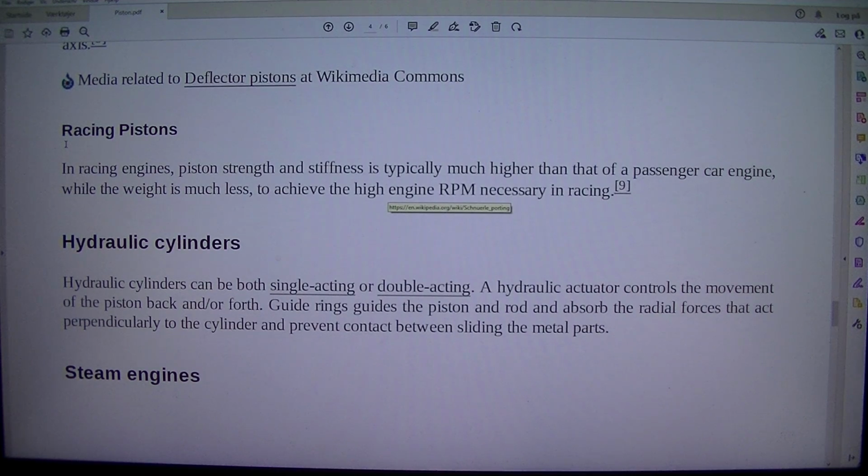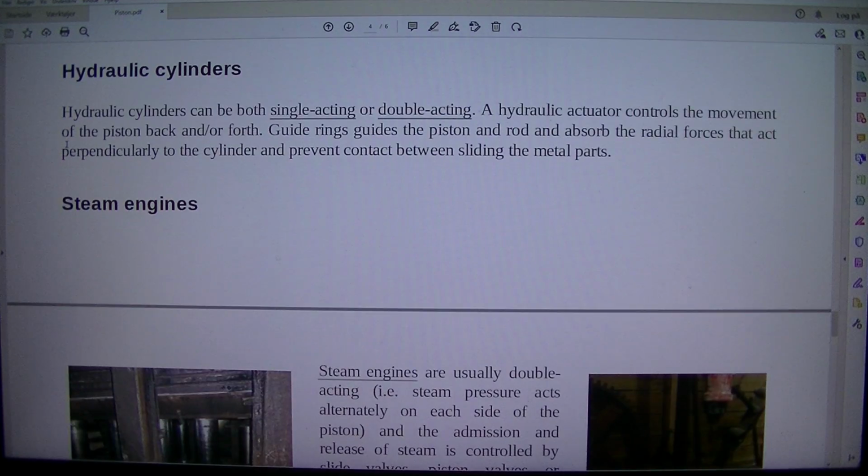Hydraulic cylinders. Hydraulic cylinders can be both single-acting or double-acting. A hydraulic actuator controls the movement of the piston back and forth. Guide rings guide the piston and rod and absorb the radial forces that act perpendicularly to the cylinder and prevent contact between sliding metal parts.